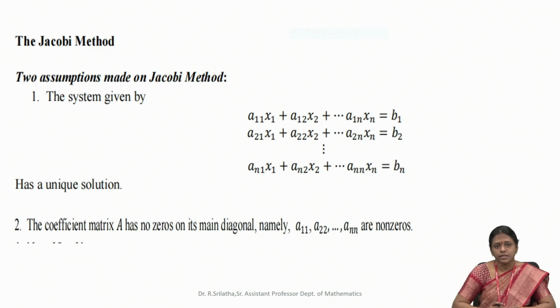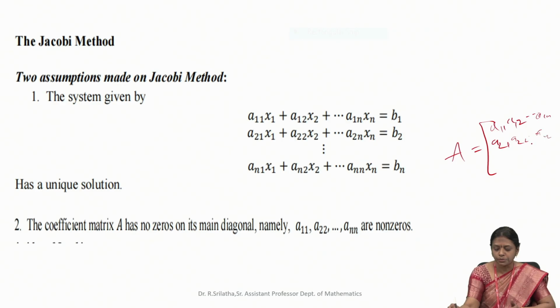Before entering the Gauss Jacobi method, we need to keep in mind two assumptions. The first assumption is that the system always has a unique solution, and the second assumption concerns the coefficient matrix, capital A, which consists of the coefficients of all these equations: a11, a12, and so on up to a1n, a21, a22, and so on up to a2n. We call this capital A matrix the coefficient matrix.